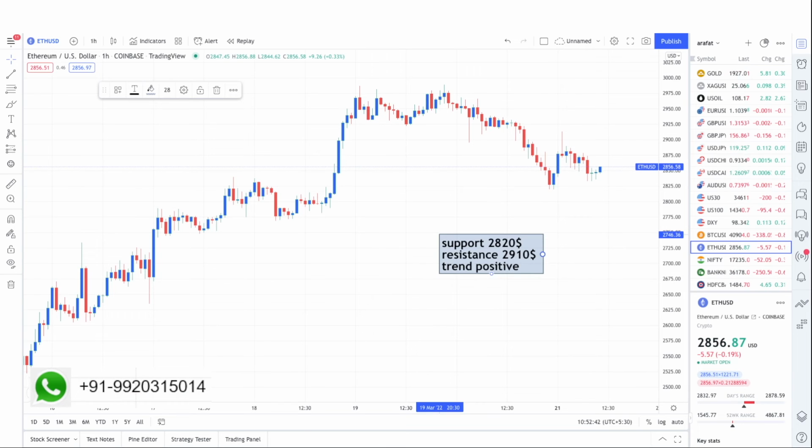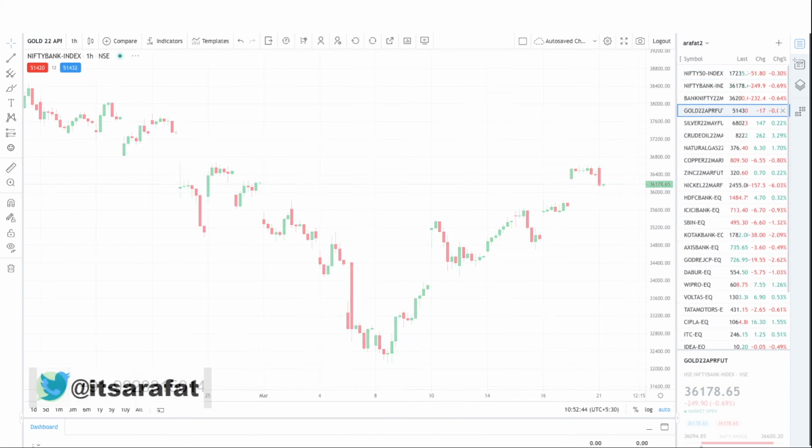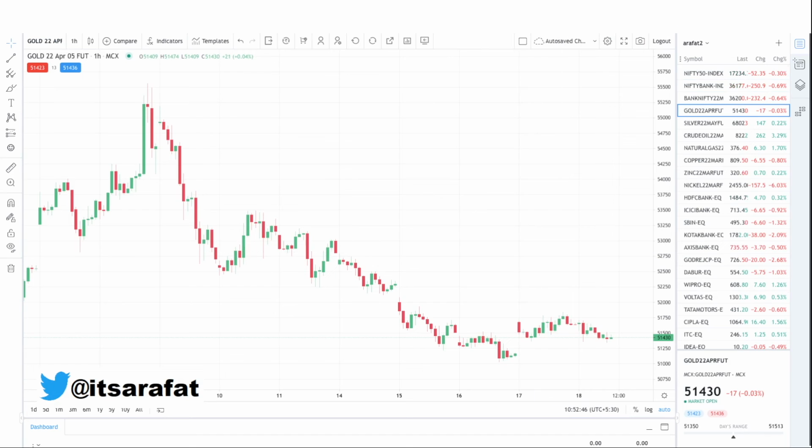Now let's move on to the Indian market. This is Indian market gold, currently trading at 51,430 rupees. Support at 51,180, resistance at 51,720.